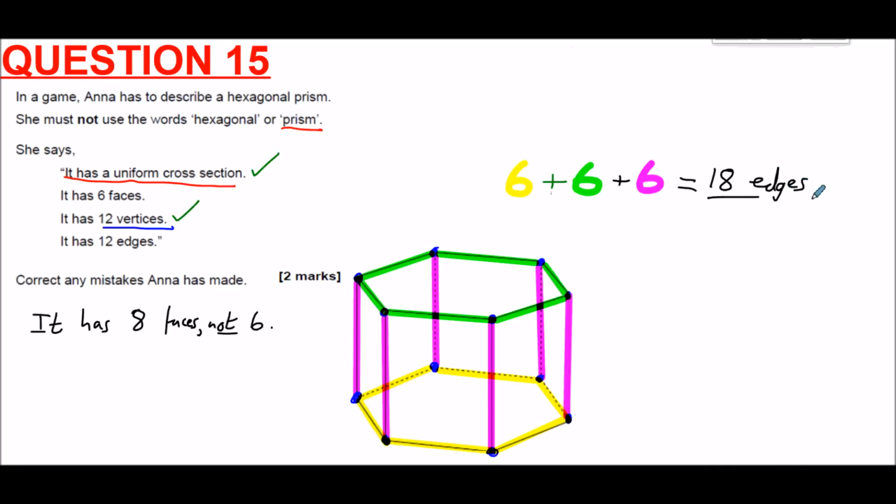And so that's her second mistake. It doesn't have 12 edges, it has 18 edges, not 12, like she says. So there's 2 mistakes she's made, 2 marks for mentioning both mistakes correctly.